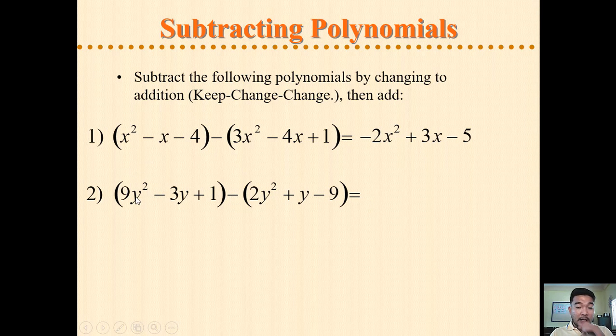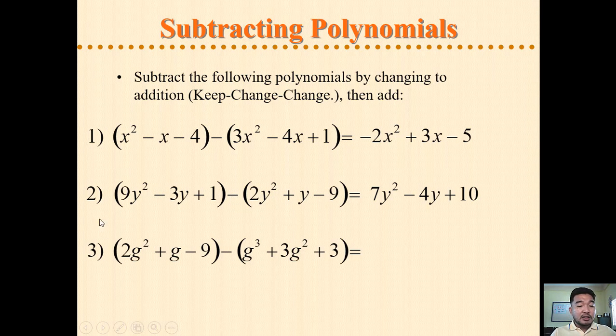Then you add 9y squared plus negative 2y squared equals 7y squared. Tandaan na, 7y squared. Negative 3y plus negative y equals negative 4y. And then 1 plus 9 is equal to 10. So the difference is 7y squared minus 4y plus 10.